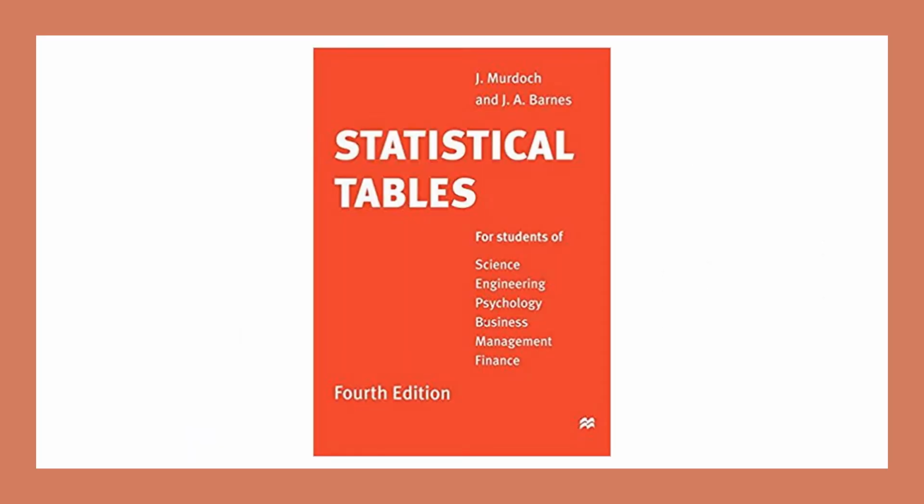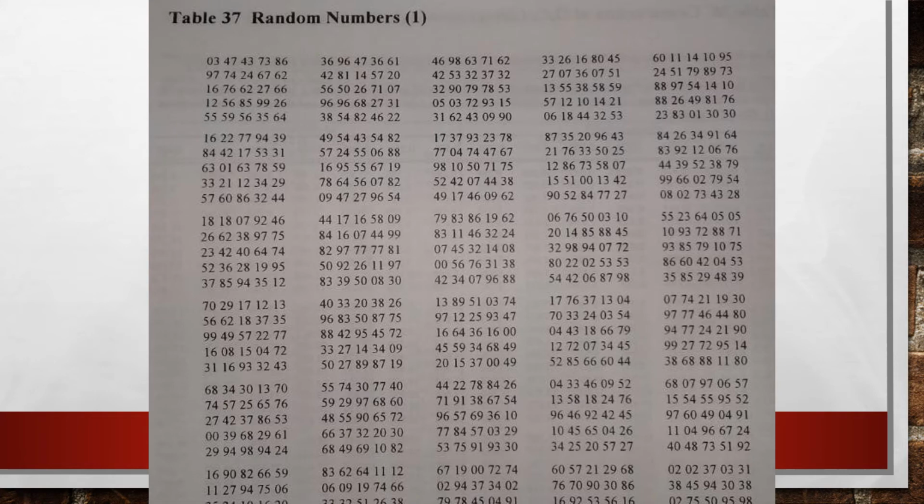How to use random number tables? Refer to Table 37, random numbers 1, at page 54 from this statistical tables book. You can also Google it, but most random number tables available online are single digit, while in this book is a double digit random number table. So how to use a random number table? First of all, here is a random number table.